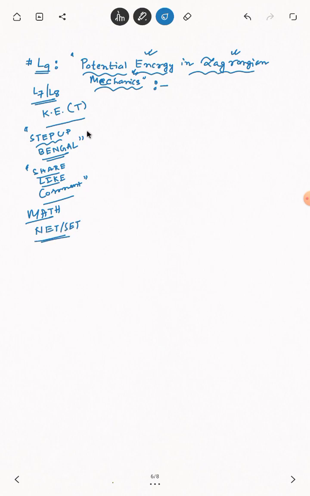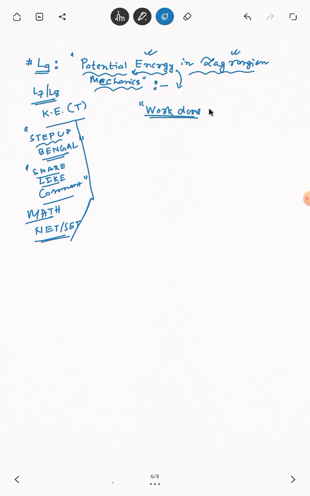So without any delay, let us start the main topic, that means potential energy. Potential energy, in fact, as we have already discussed in our previous lectures, energy is always determined by amount of work done. So potential energy is one type of work done.